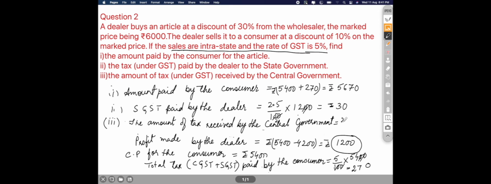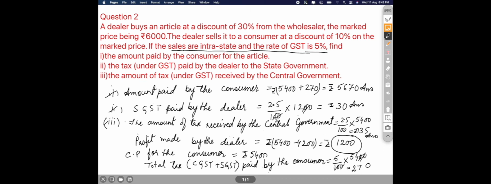That means 2.5% of 5400, that counts to rupees 135. So this is the last part of the answer, and this one is the second part of the answer. This was the first part. So all the three parts have been answered. I hope you are clear.